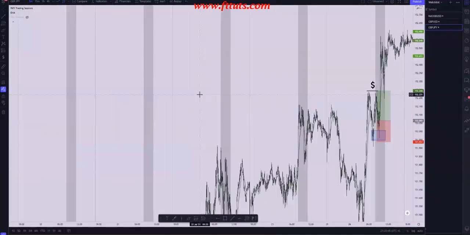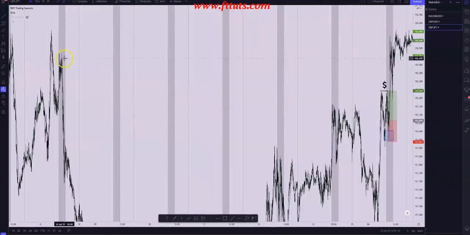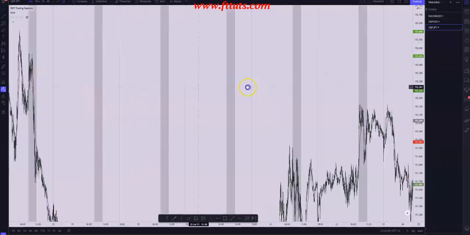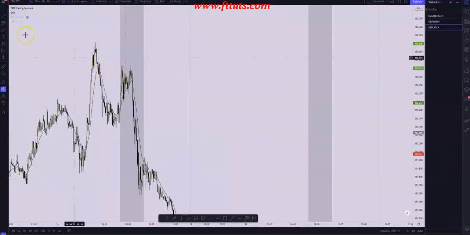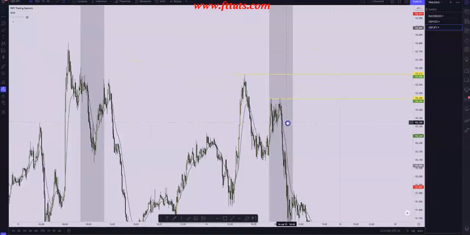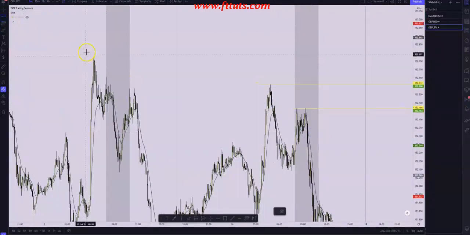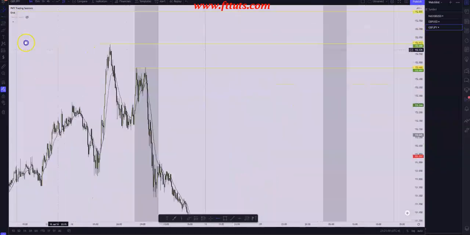Let's look left. What do we have? We have an equal high right here. I can see it right here. So let's just mark this up. We got an equal high right here. We got an equal high right here. We have a high right here. That's still liquidity. Just because it's not an equal high doesn't mean it's not liquidity. That's liquidity. Even up here is liquidity. Okay. So let's go back.